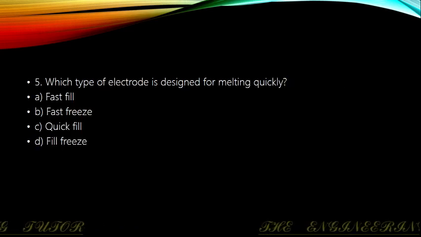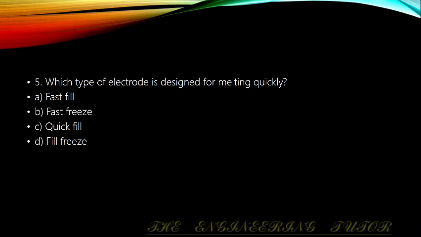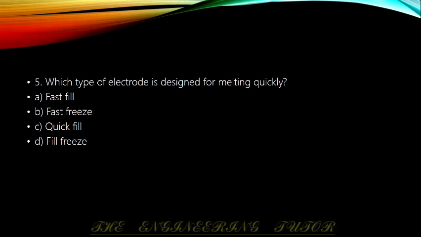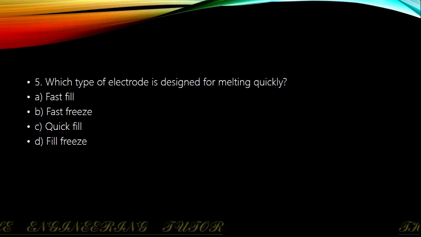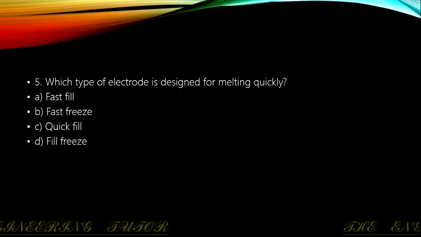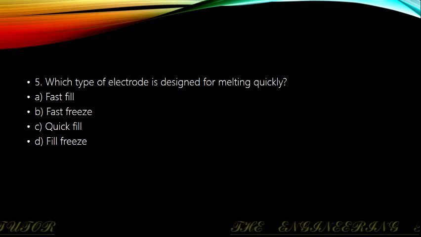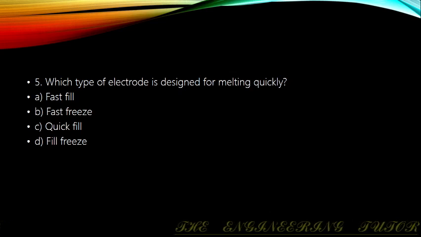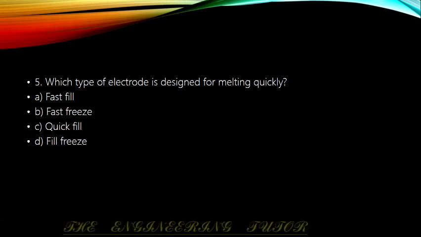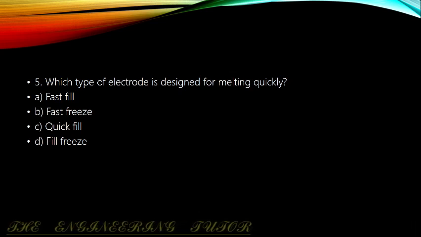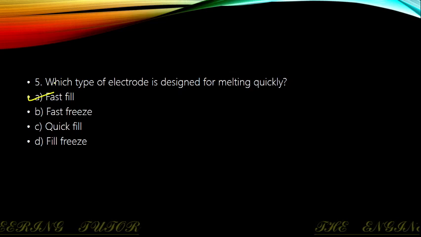Which type of electrode is designed for melting quickly? There are mainly three types of electrodes we will be dealing with in welding operation. There are fast fill, fast freeze, and fill freeze. Among these, the fast fill electrodes are considered to operate at extremely high welding speed. Hence, the fast fill electrodes are designed for quick melting. So our option is fast fill electrode.